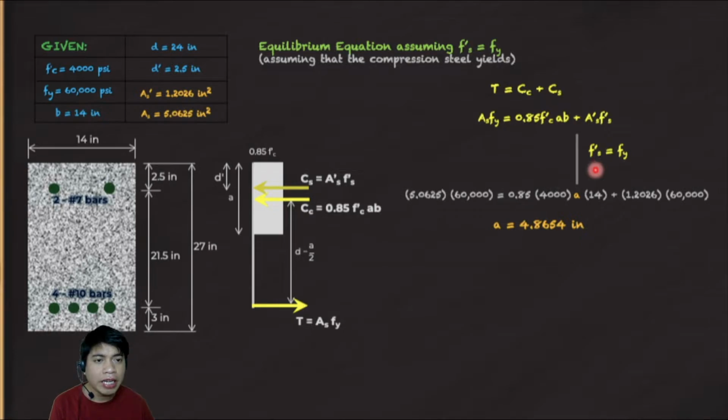So in other words guys, kapag later on na-find out natin na hindi pala equal si fs prime kay fy, mali itong value ng a na to. So hindi nyo na to dapat gamitin kung hindi pala equal si fs prime kay fy. Okay? So yun guys.